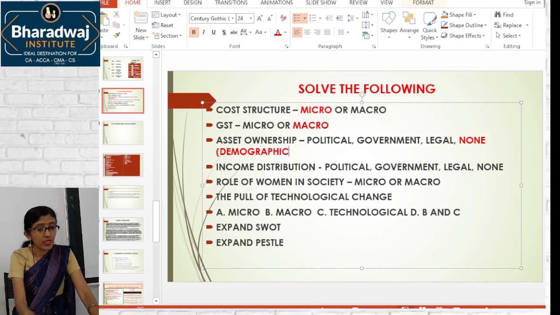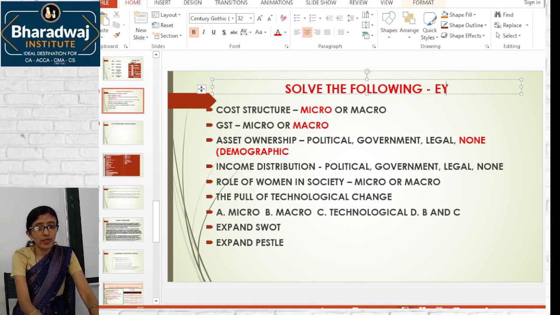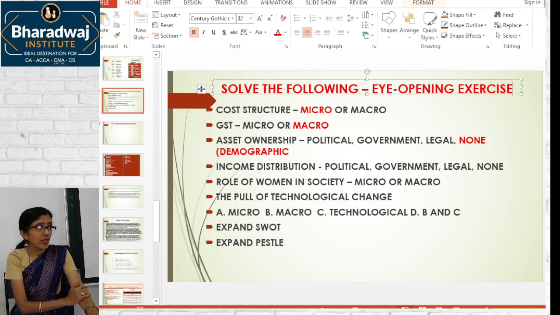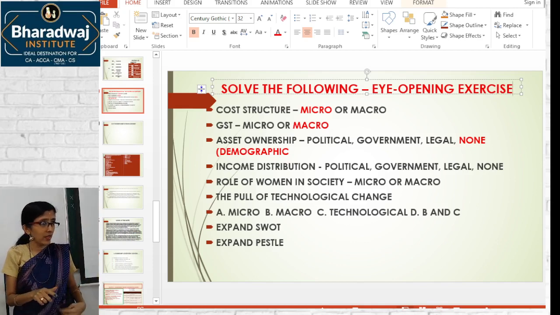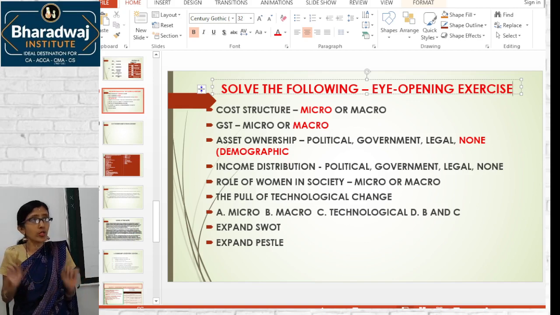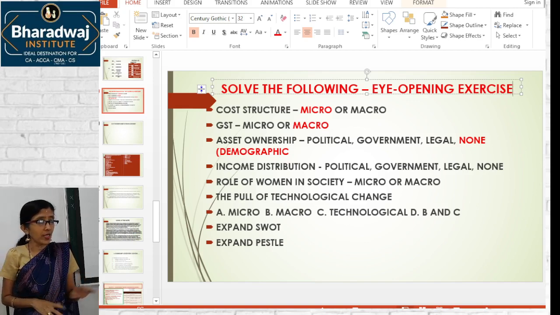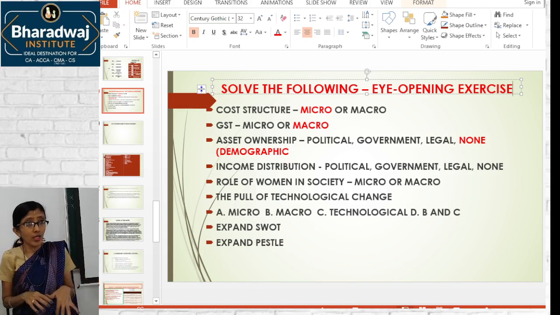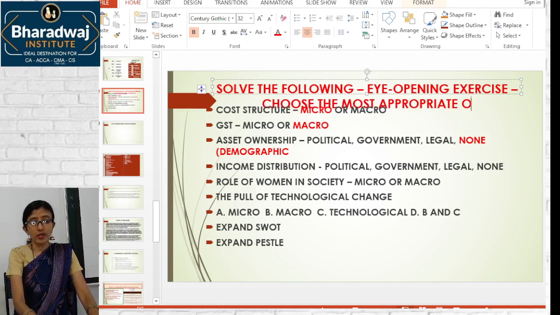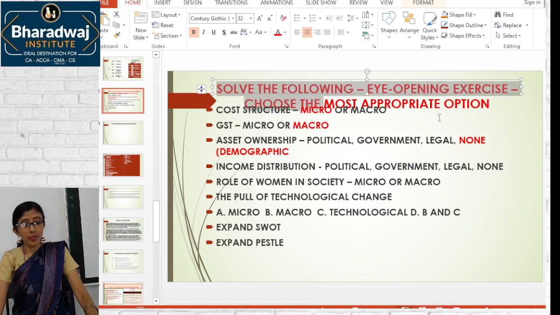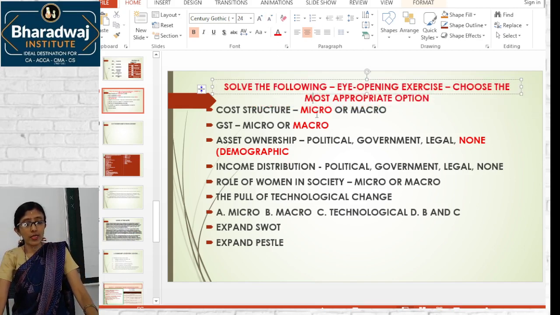Do you understand, my dear students? So this is, I'm going to write it as, look at this, an eye-opening exercise. Look at that term. It is not a chart. At the first level you saw the chart. But don't you see that you might slip when it comes to examples, right? Because we are going to choose the most appropriate. See, if you say GST as political or under government, it will not be wrong. But what is the most appropriate option? So this is to understand that, choose the most appropriate option. For that purpose, I am giving you this exercise.